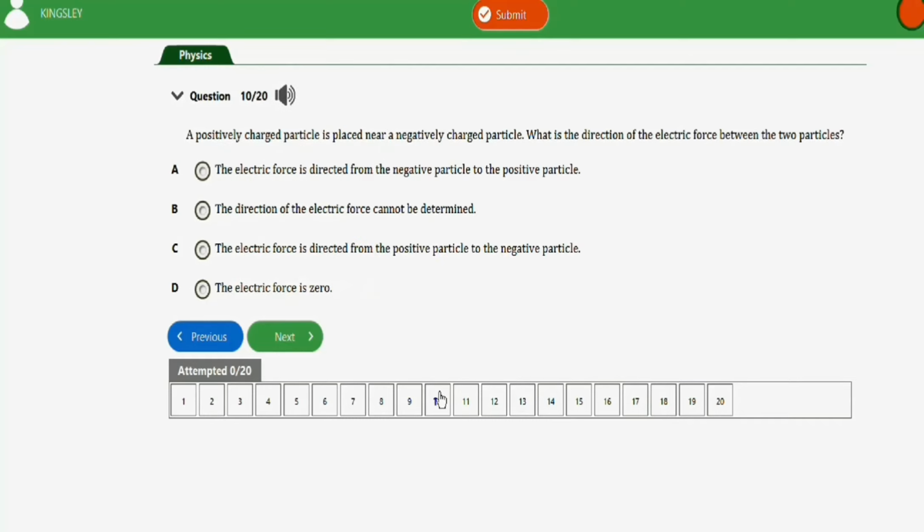Next question will be this one. It says, a positively charged particle is placed near a negatively charged particle. What is the direction of electric force between the two particles? We have option A, the electric force is directed from negative particle to the positive particle. The direction of the electric force cannot be determined. The electric force is directed from the positive particle to the negative particle. Electric force is 0. So the right option to this question is option C, electric force is directed from the positive particle to the negative particle. So that's it for this question. Very, very important.